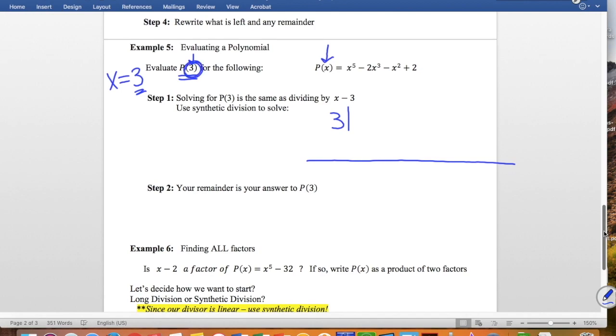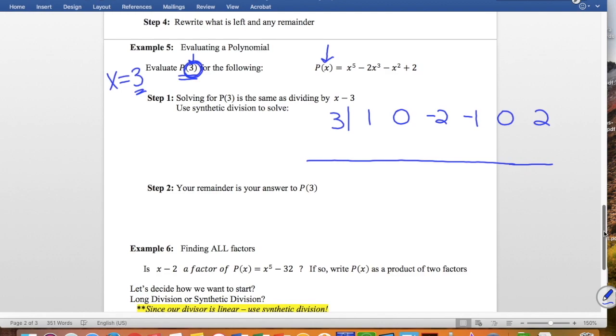That's your divisor. We're not changing the signs. We're just looking at what they've put in for x. We're going to write my coefficients. Well, my coefficient of x to the 5th is 1. I need a coefficient for x to the 4th because I don't see one, so that means it's 0. My coefficient of x cubed is negative 2. My coefficient of x squared is negative 1. I need a coefficient for x, and then I need my constant. Okay, so there it is.